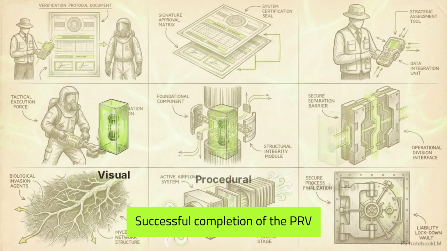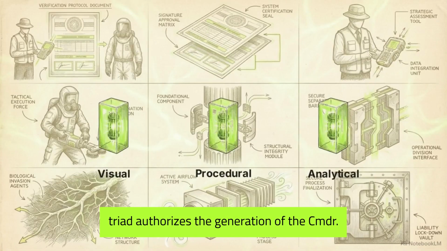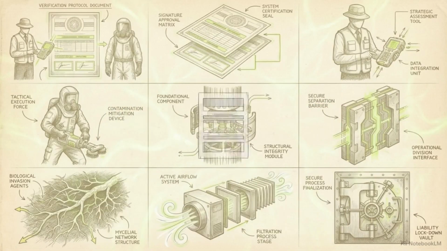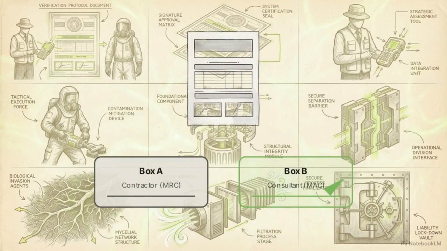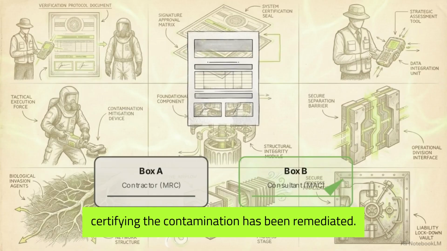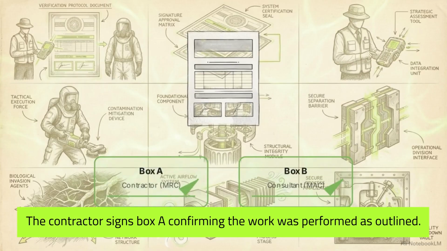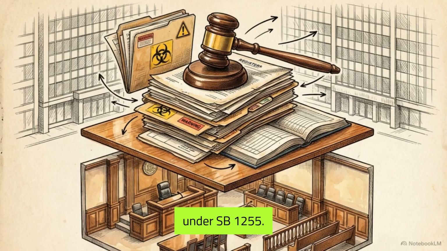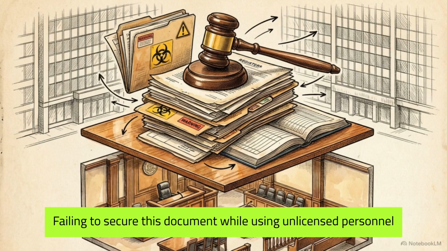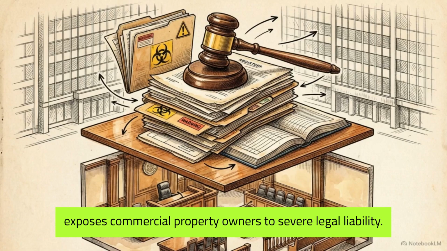Successful completion of the PRV Triad authorizes the generation of the CMDR. Clearing the matrix allows the independent consultant to sign Box B, certifying the contamination has been remediated. The contractor signs Box A, confirming the work was performed as outlined. The certificate is now complete. Under SB 1255, failing to secure this document while using unlicensed personnel exposes commercial property owners to severe legal liability.